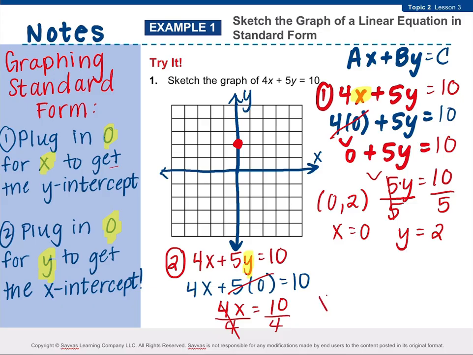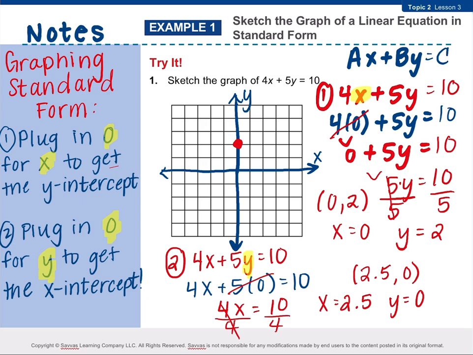And then 10 over 4, I could leave that as a fraction, but since I'm graphing, I actually want to make it a decimal. So then I kind of know where along my number line I'm going to place x. So 10 divided by 4 in my calculator is 2.5. And so that means there's a point when x is 2.5, y is 0, right? Because we made y 0.